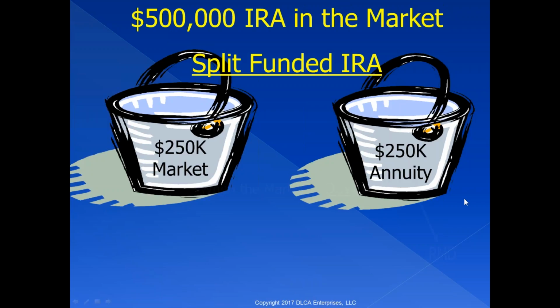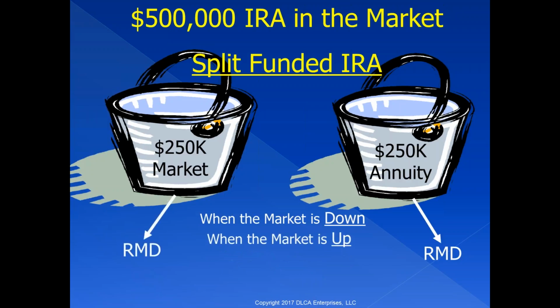So let's take this scenario. Let's just say during the year that you have to take your RMD, the market's down. Well, you can add these two buckets together, and you still come up with $500,000, but you can take all the RMD out of the annuity bucket. This is called the rule of aggregation. When the market's up, by all means, you can leave your annuity alone, aggregate these two back to $500,000, and take the RMD for both out of the market account.